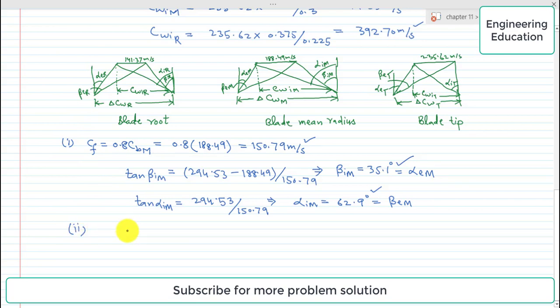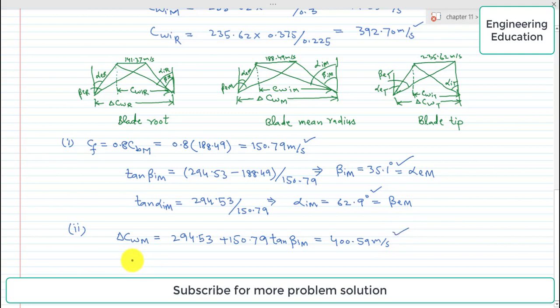we will find delta CWm, which is the change in whirl velocity at mean radius, and it is 294.53 plus 150.79 tangent beta Im, and when we put the value of beta Im here and evaluate this, we get the value 400.59 meter per second.